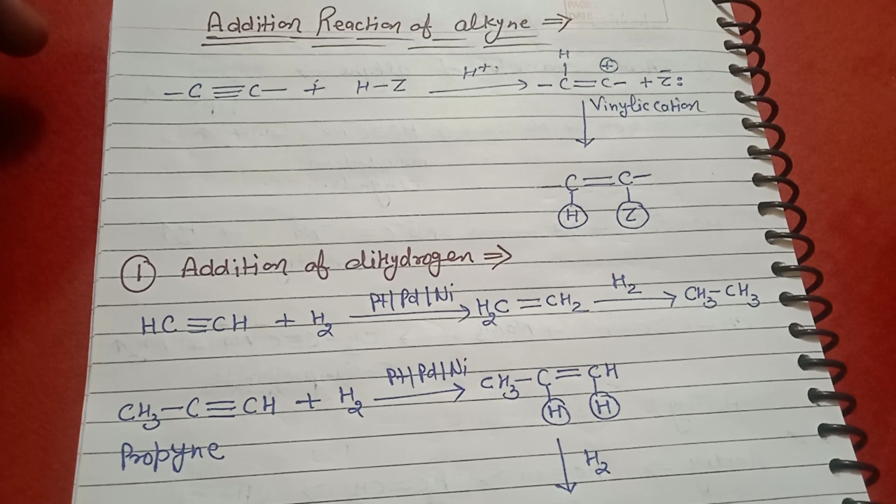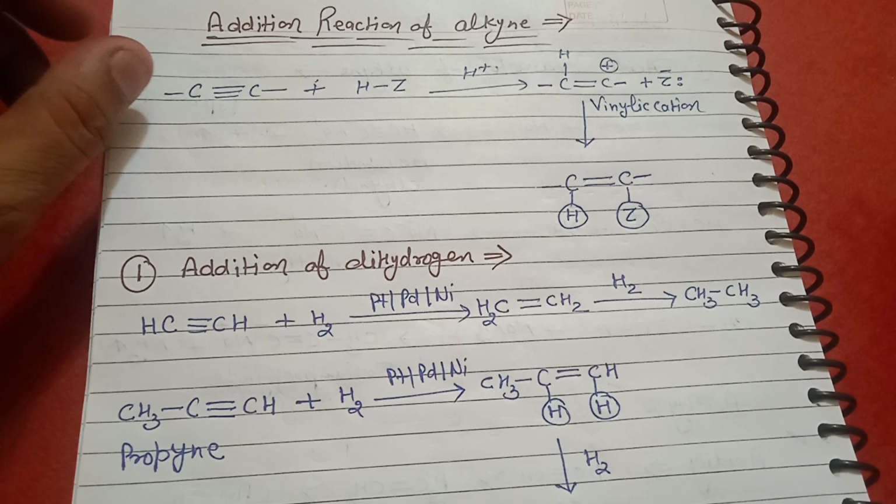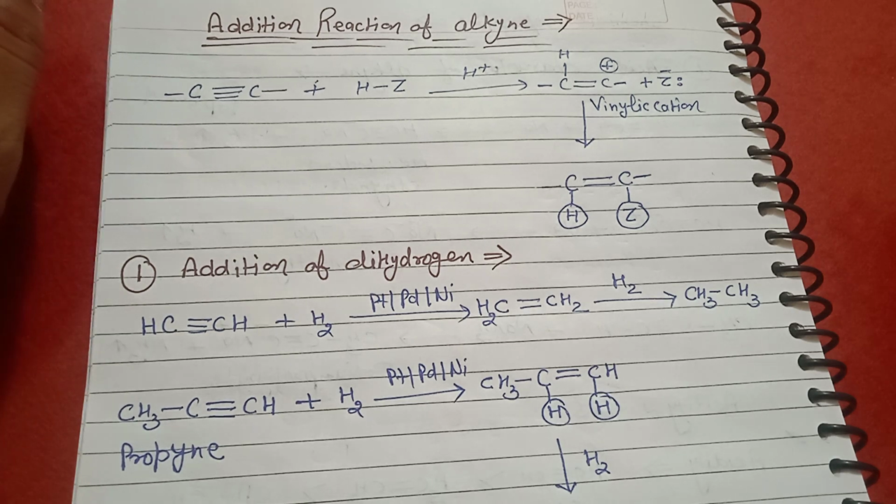प्यारे बच्चों, today we study another chemical property of alkyne. So we study the addition reactions of alkyne. Here first we take alkyne, carbon-carbon triple bond, and react with HZ. Here Z is hydrogen, chlorine, or a halogen, in presence of acidic medium.